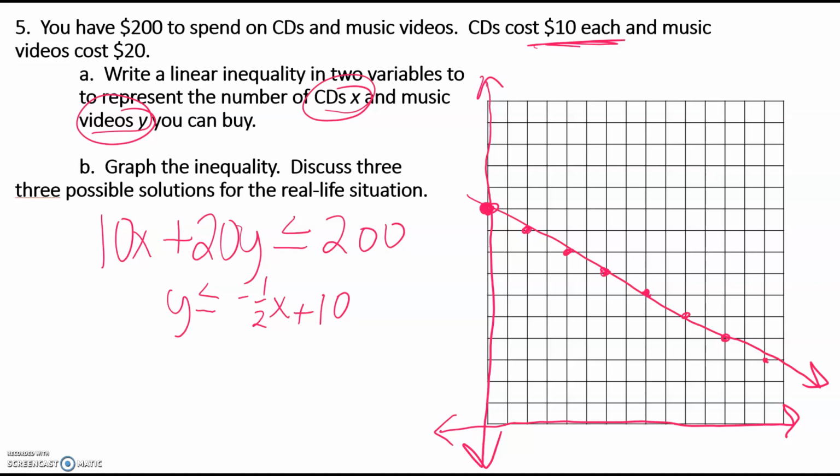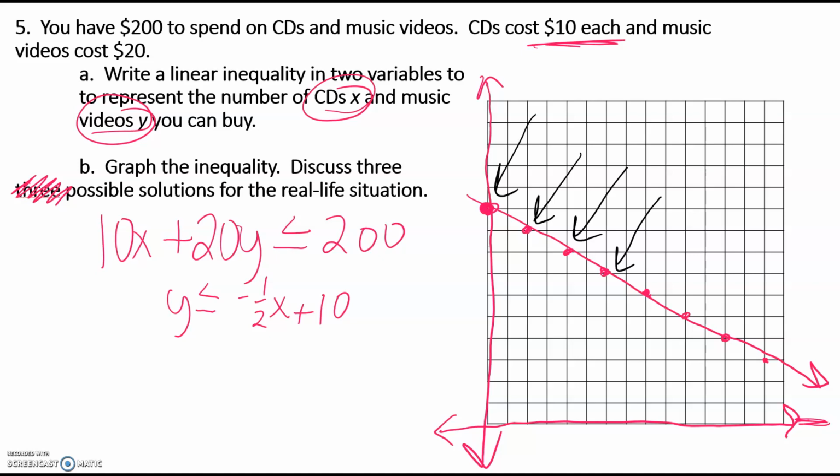Okay, I only need an arrow in one direction because I'm not going into the negative there. If you counted and you can actually touch the bottom or touch your y-axis, you would not need an arrow over there because that's as far as it goes. Then it says discuss 3 possible solutions for a real life situation. So all that means is discuss what these mean. Okay, pick 3 points. Discuss what they mean.